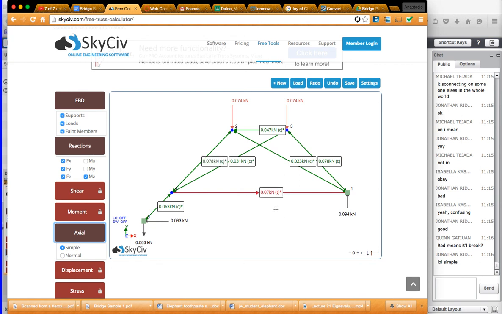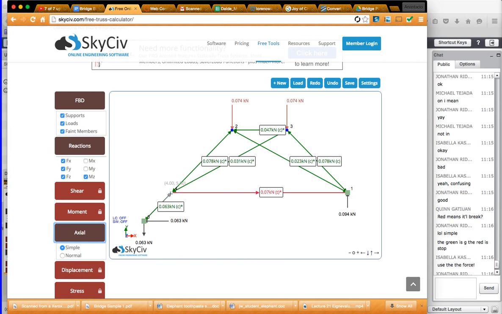The red means it's actually in tension. So what that means is, over here, this member is being pulled away from this node, whereas this member over here is being pushed into this node. Does that make sense?